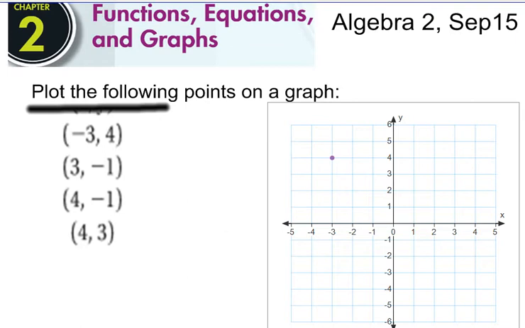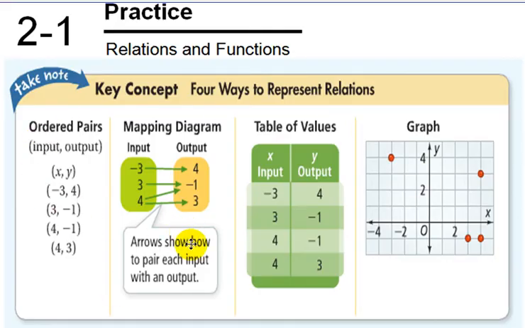And then for 3 and negative 1, you're going to go over to 3 on the x-axis, and down to negative 1, so right there. And then 4, negative 1, over on x to 4, and down 1 unit to negative 1, right there. And then 4 and 3 goes over to 4 and up on the y-axis to 3. And there's your four points plotted. And that was our bell work, which prepared you to work with this key concept.